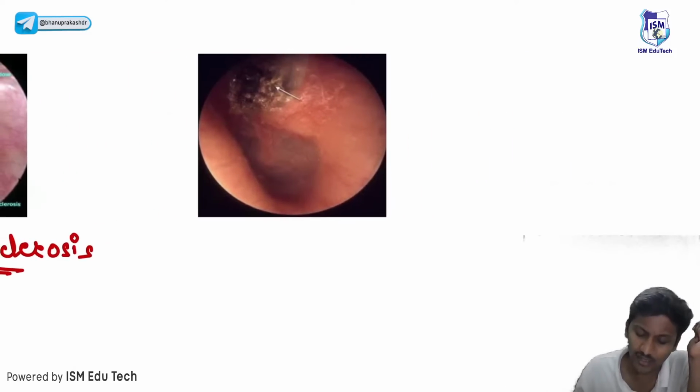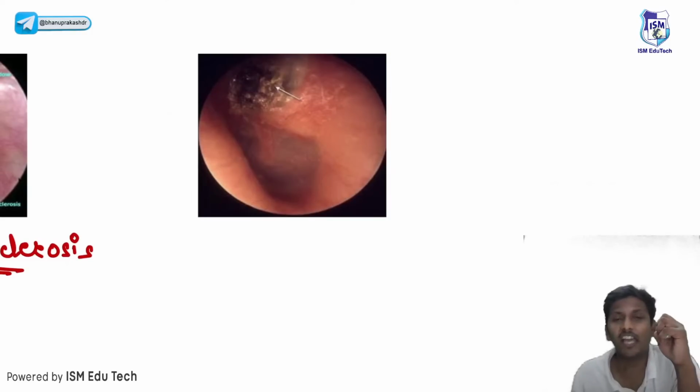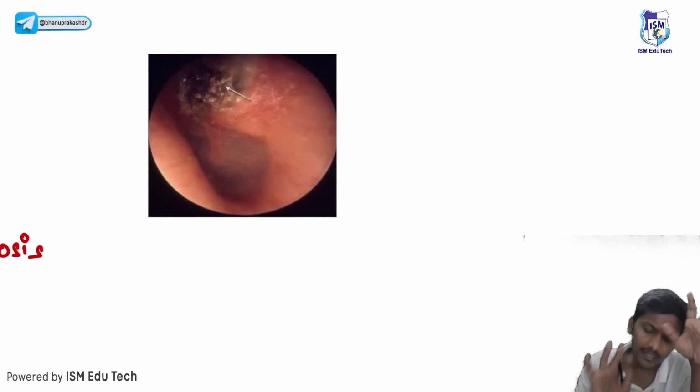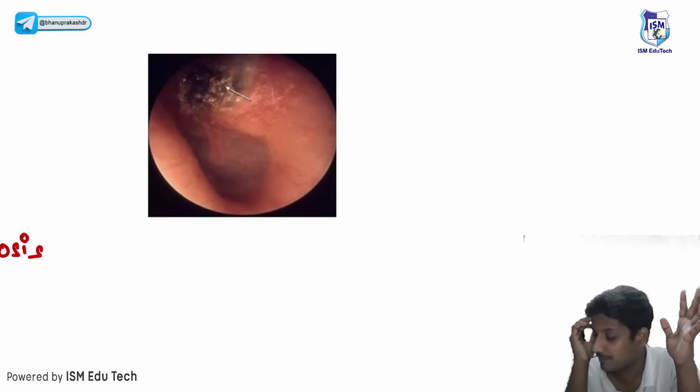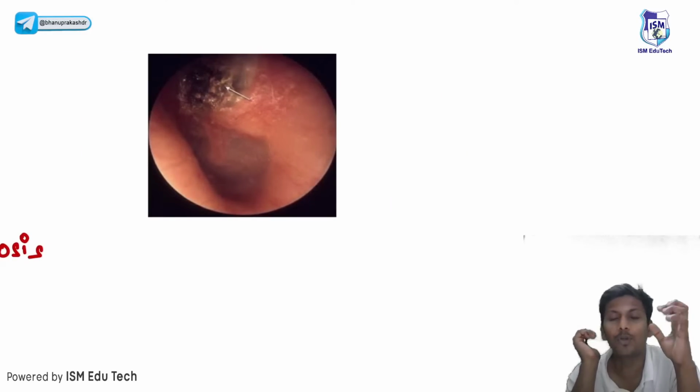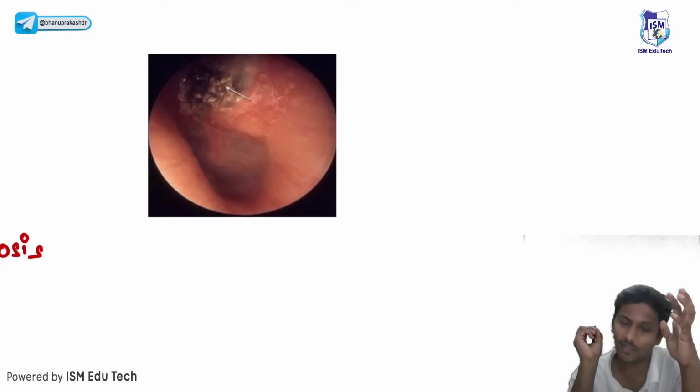Next, what condition is this? Now here you are able to see that the landmarks of the tympanic membrane have been lost. Are the landmarks visible? No, they are not visible. You cannot see the landmarks of the tympanic membrane. That means there is some problem in the tympanic membrane because the landmarks are not visible.